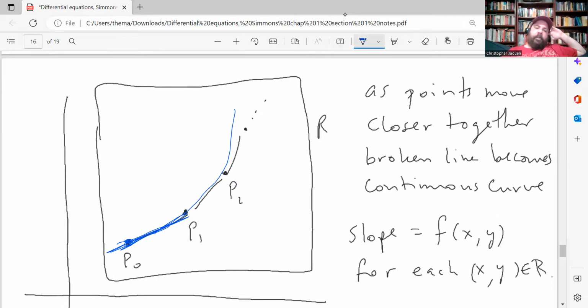And if you pick another point that's close to P0 that lies along that direction, then you can find the tangent line at that point that gives you another direction. And again, you can choose another point along that direction, find the value of the differential equation there. That gives you another direction. And so you get sort of like a piecewise approximation to the continuous curve. And as the points get closer and closer together, the broken line becomes the actual continuous integral curve that solves the differential equation with this initial condition, P0. And in general, different initial points will give you different solution curves. Okay.